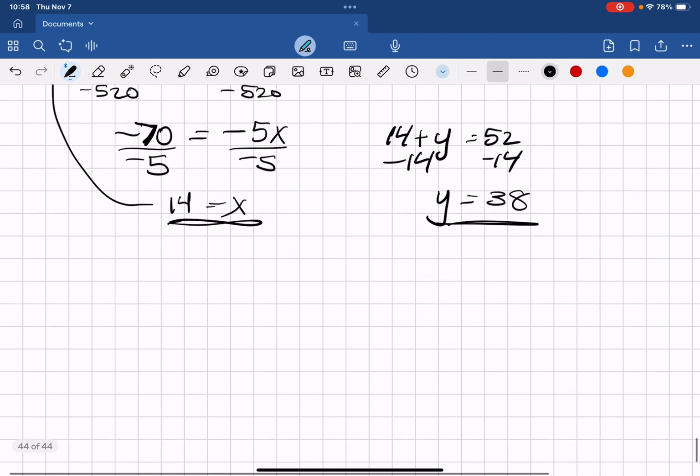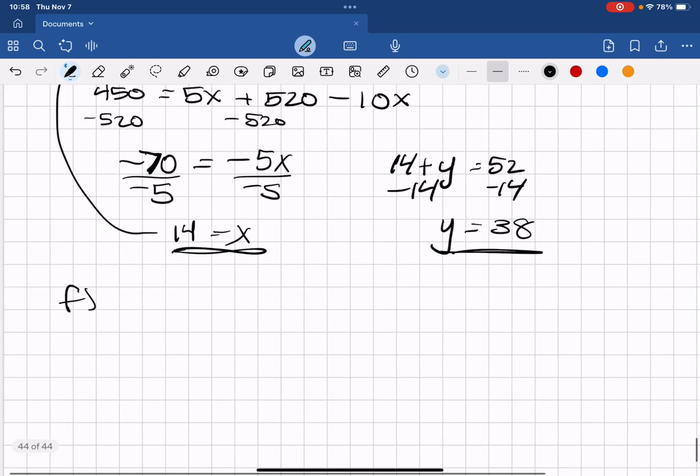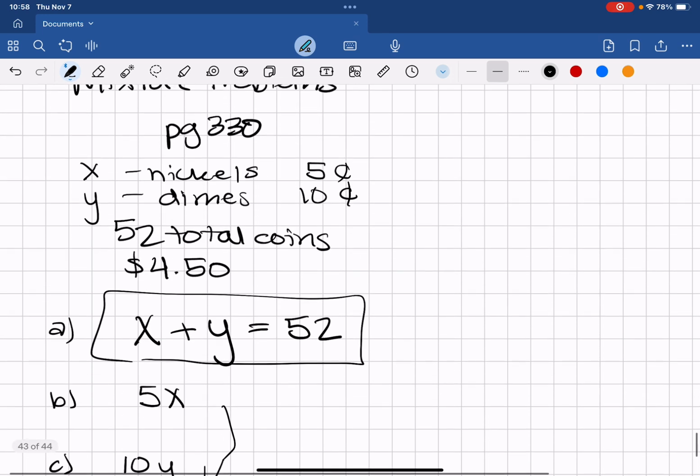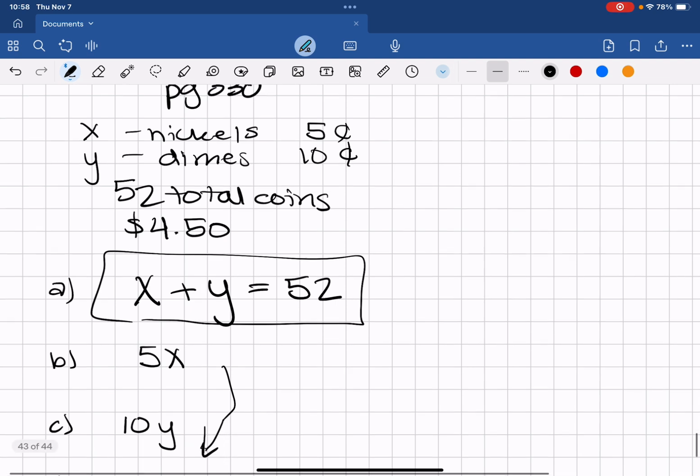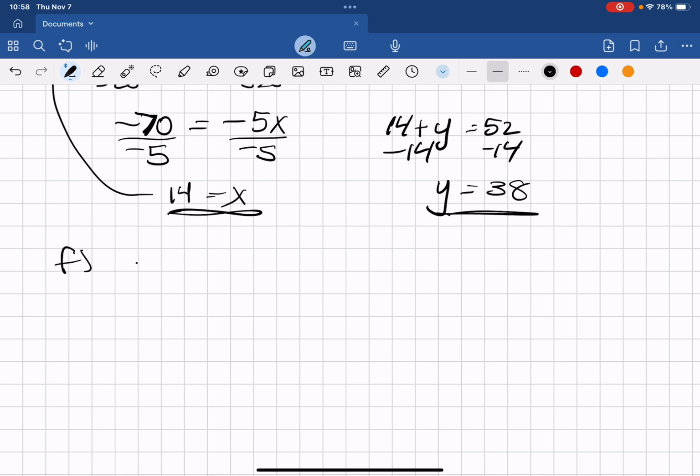So then in F, it asks us how many nickels and how many dimes does the coin box contain. So up here, we decided that our x is our nickels and our y is our dimes. And so if our x is our nickels and our y is our dimes, we have 14 nickels, and we have 38 dimes. And there's your answer to the last one.